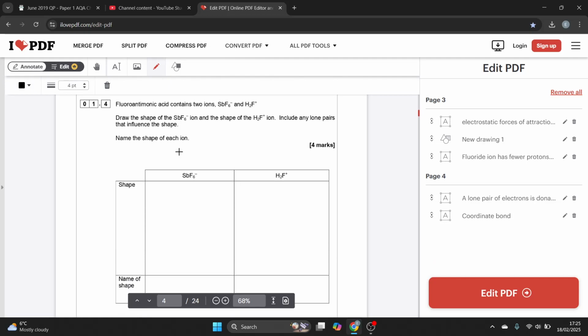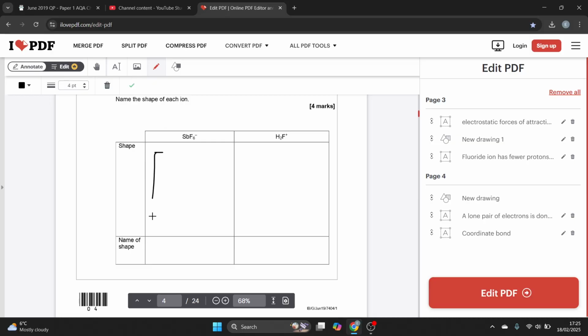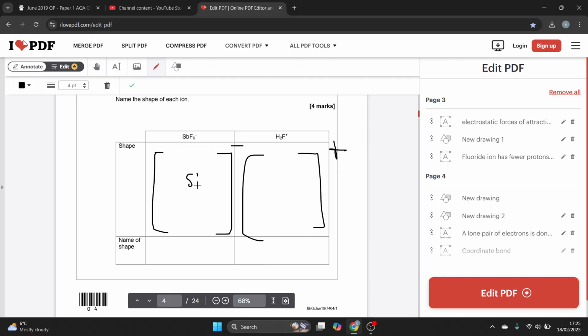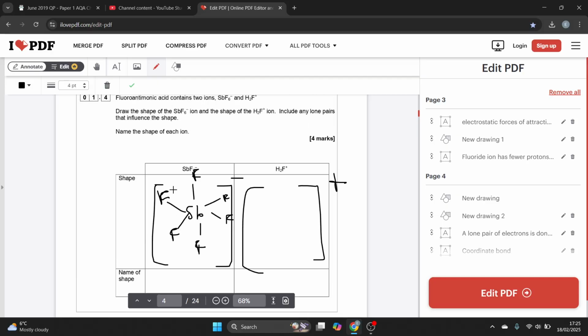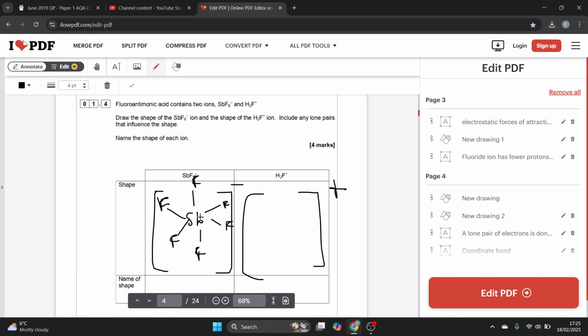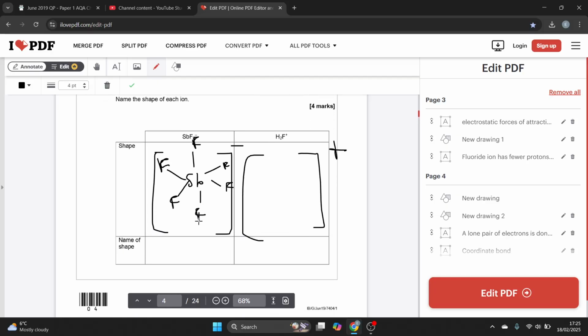Question 1.4: draw the shape of the SbF6- ion and the H2F+ ion. So there we go. Square brackets, negative charge, square brackets, positive charge. Now the SbF6- ion: Sb, F here, F here, F here, and F here. 6 bonding pairs, no lone pairs. So it's going to be octahedral, the naming of the shape.